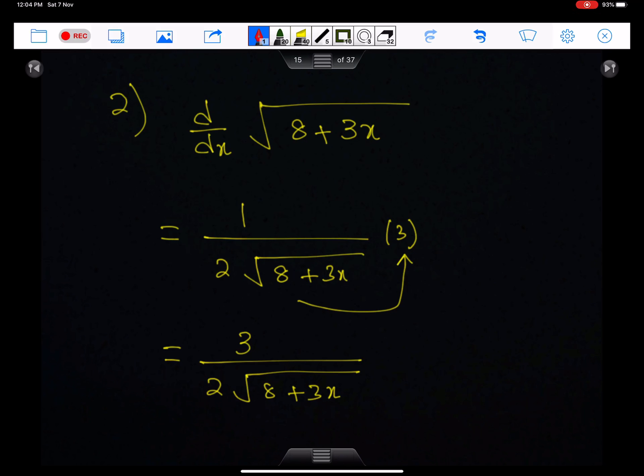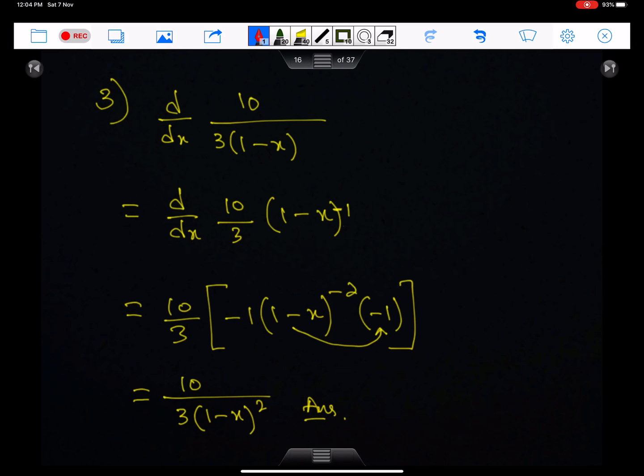Sorry. So under root. For under root, write 1 upon 2 square root and then differentiate the function. The differential of this function is 3. And this is the simplified form of the answer. 10 upon 3, 1 minus x. Here you need to bring 1 minus x in numerator. So this function has power minus 1. Let me correct this power here.